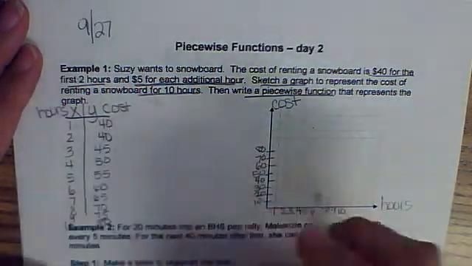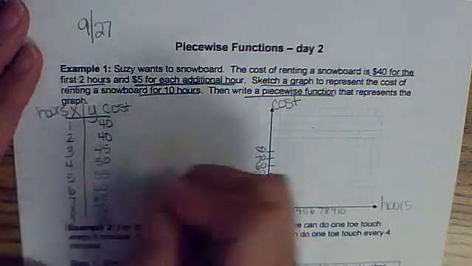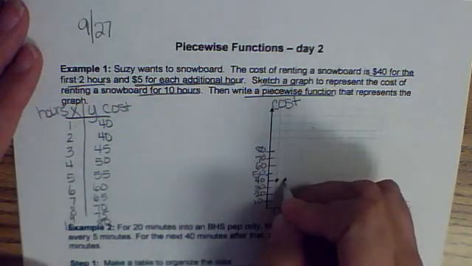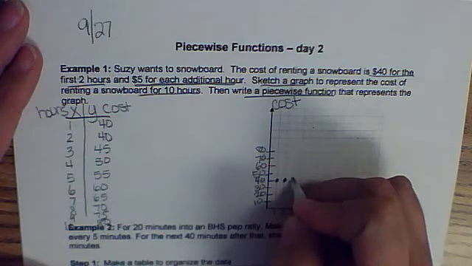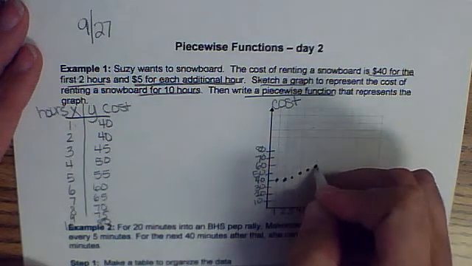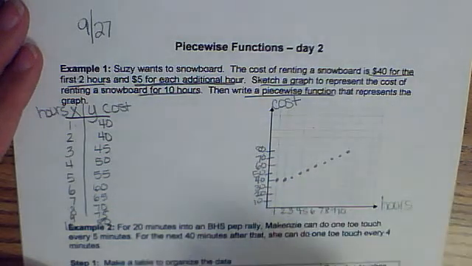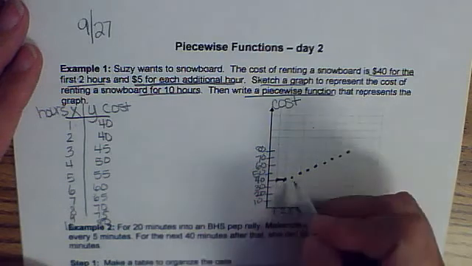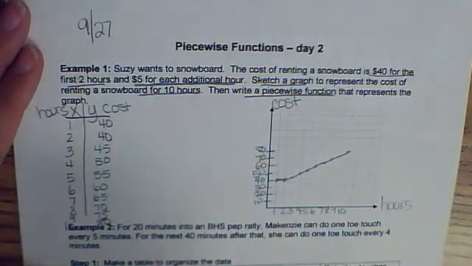So our first one is 1, 40, so 1 hour costs $40. 2 costs $40. Then I'm going to keep graphing these points. 3 is 45, 4 is 50, 55, 60, 65, 70, 75, and 80. So my first piece is a horizontal line, second piece is just a straight line. So now that I have my graph, I can write my piecewise function.